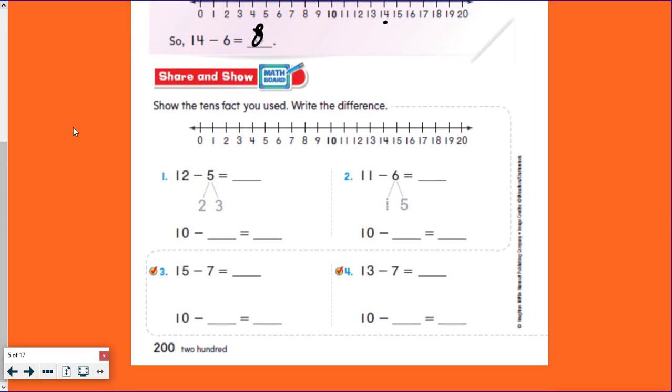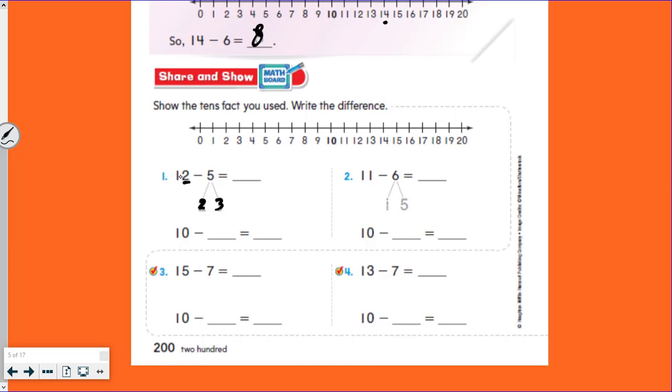And we'll scroll down. So my first problem, number 1, is 12 minus 5. And so there's 2 ones in 12, so I'm going to start with taking away 2 ones. So I'm going to split 5 into 2 and 3, because 2 plus 3 equals 5. Okay, and first I'm going to take away the 2.